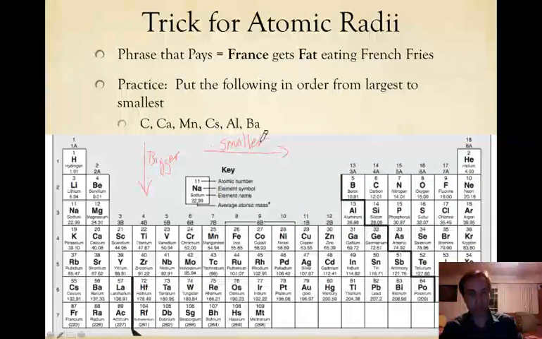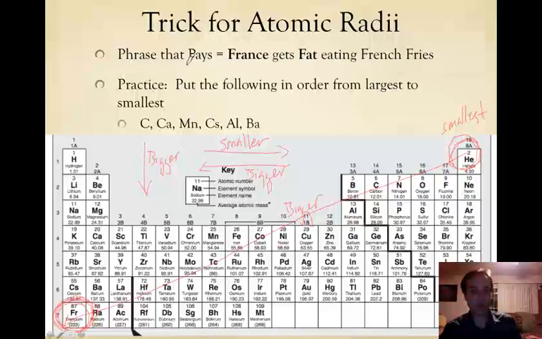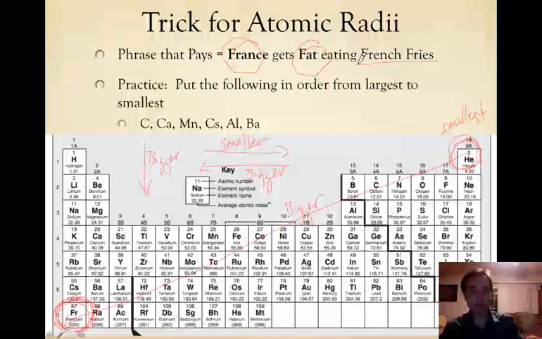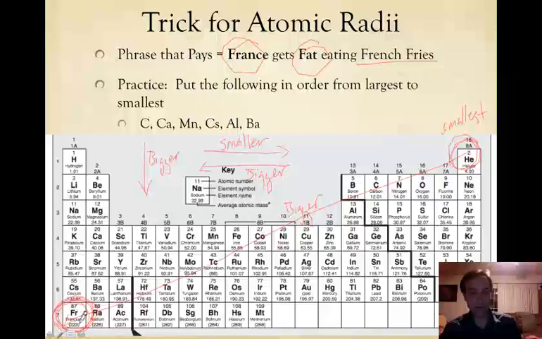Okay? So if going to the right makes it smaller, going to the left is going to make it bigger, right? If we take this idea and this idea, we put them together, that means that on the periodic table, as you go down and to the left, atomic radii gets bigger. Okay, so your largest atom is right here in the bottom left, and your smallest atom is up here in the top right. Now the phrase that pays, meaning the phrase that will help you remember this, is that France gets fat eating French fries. In other words, francium is the fattest or the biggest of all the atoms.